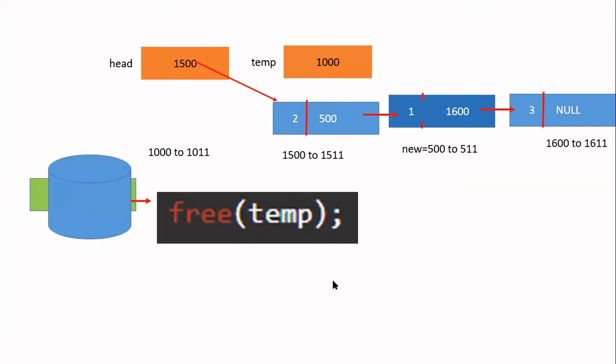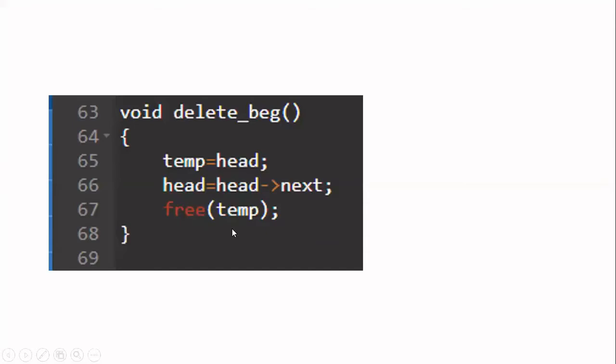Now we are going to see the next delete. So before that, we will see the function. In deletion at the beginning, we have only 3 steps. First step is whatever is in head, you are copying in temp. So I am writing temp is equal to head. Next, whatever is in the next field of head, you are copying in head. So I am writing head is equal to head arrow next. Finally, I am releasing the memory of the first node, which is available in the pointer variable temp. So I am writing free of temp. Only 3 steps in deletion at beginning.